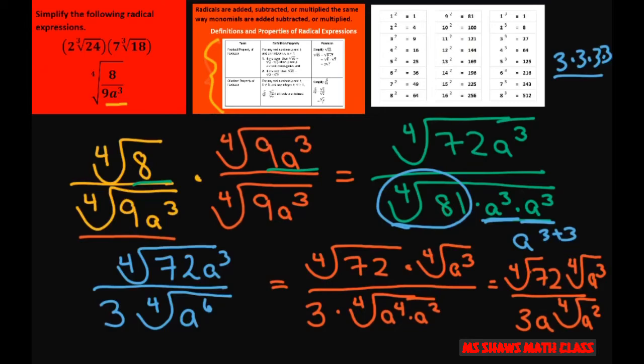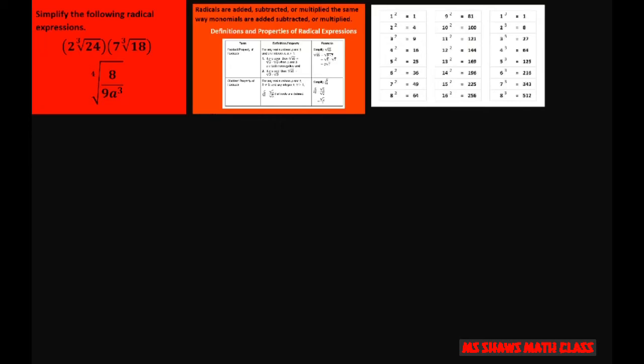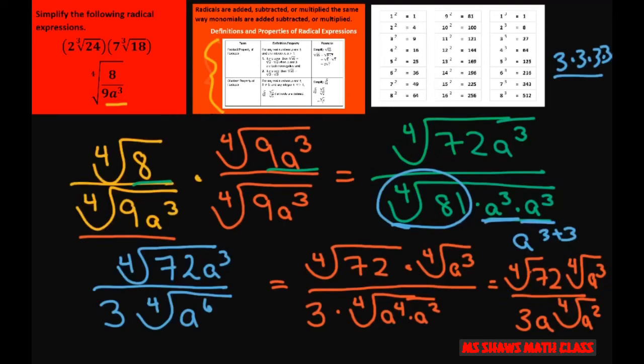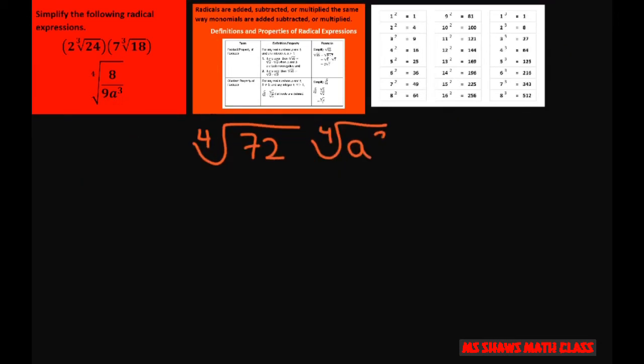All right, so I'm going to write this again on the next slide, if I can remember it. Okay, let's see if I can remember this. I might have to go back. So we have fourth root of 72 times fourth root of a, what was it, cubed, divided by 3a fourth root of a squared.